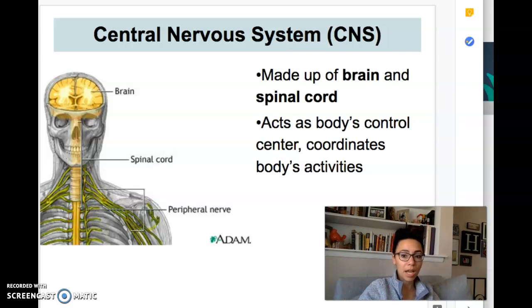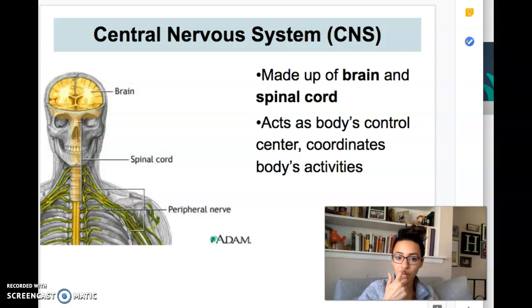And even the spinal cord kind of makes decisions because it's involved in reflexes. So there are some nerve responses that don't make it all the way to the brain. They just circle around back in the spinal cord. Otherwise, the spinal cord is where all the messages get to and from the brain.